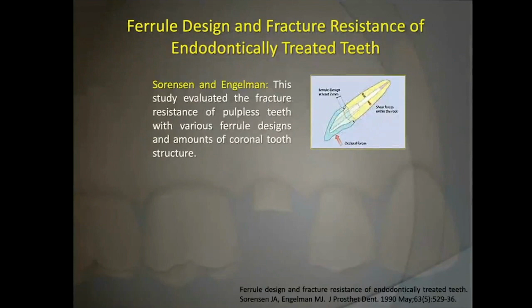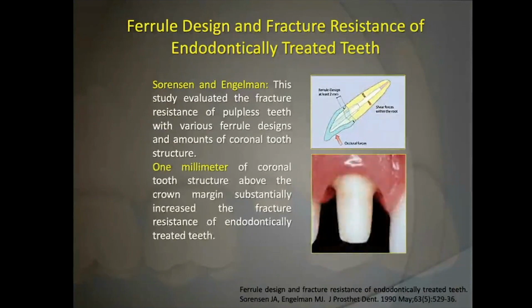In a study in the Journal of Prosthetic Dentistry in 1990, Sorensen and Engelman did a study that evaluated the fracture resistance of pulpless teeth with various ferrule designs and amounts of coronal tooth structure. And they found that 1 millimeter of coronal tooth structure above the crown margin substantially increased the fracture resistance of endodontically treated teeth. So, something to keep in mind next time you're prepping your endodontically treated teeth.